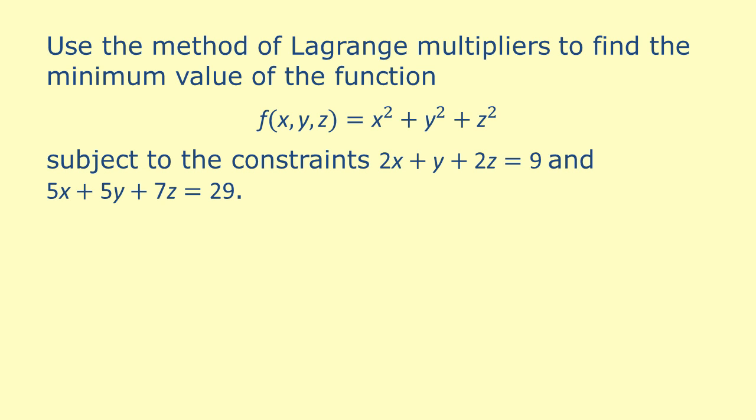We have used Lagrange multipliers to find the maximum or minimum values of a function that has one constraint. As you can see, this problem has two constraints. The optimization function is f of x, y, z equals x squared plus y squared plus z squared.